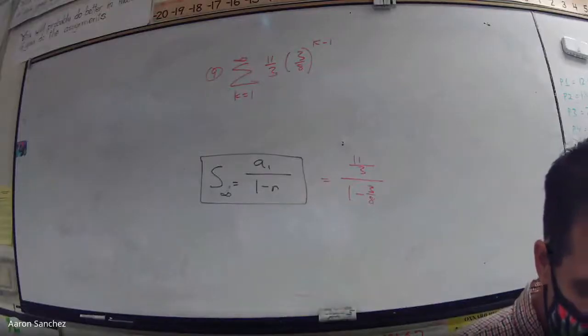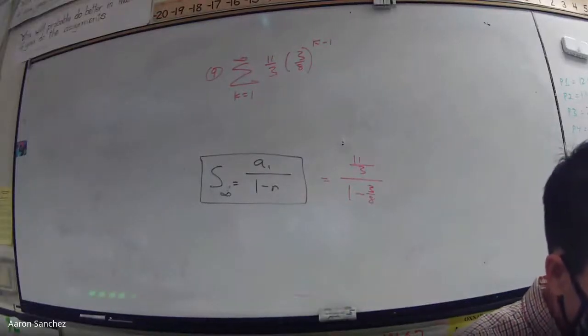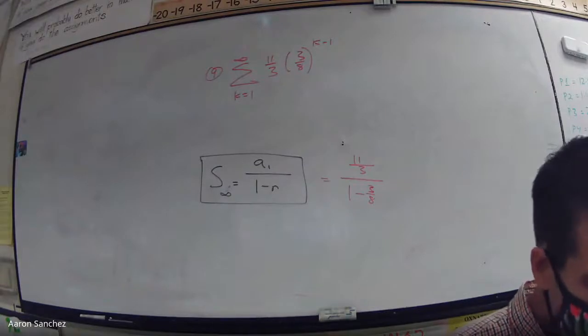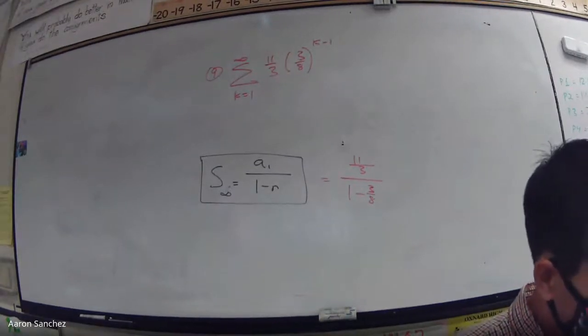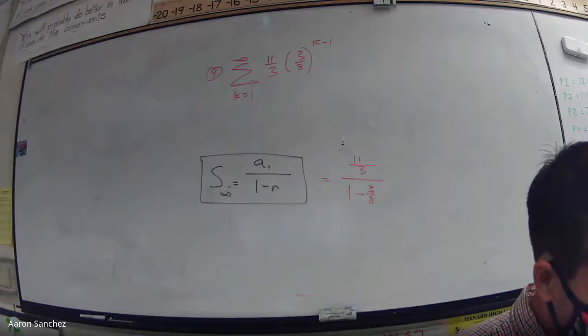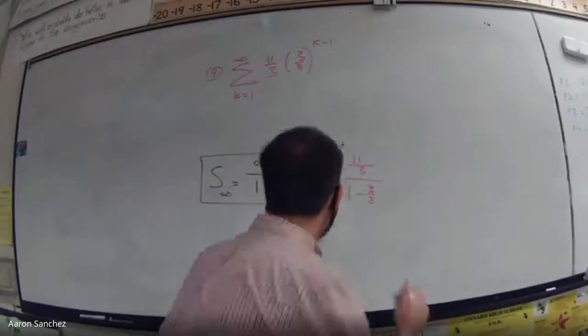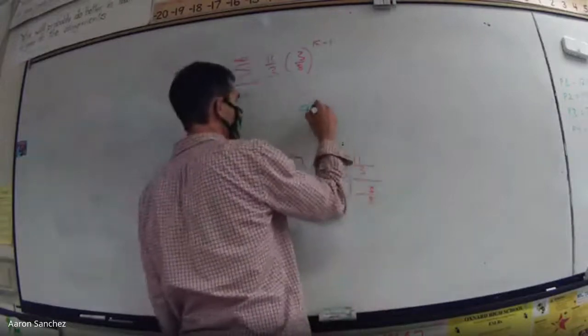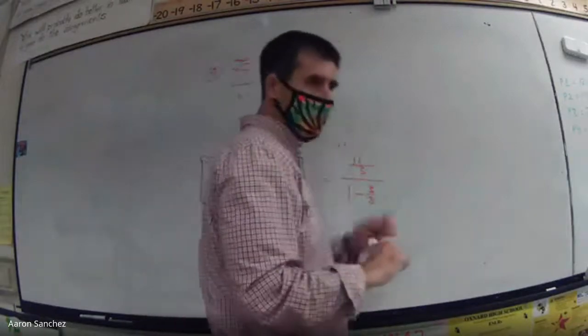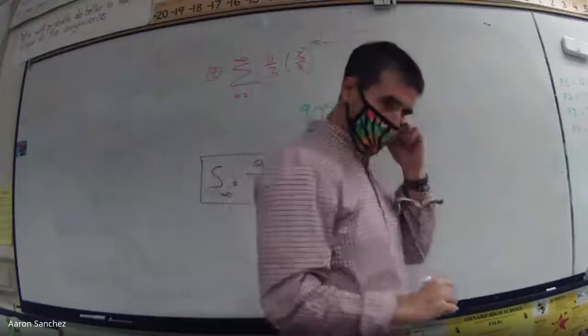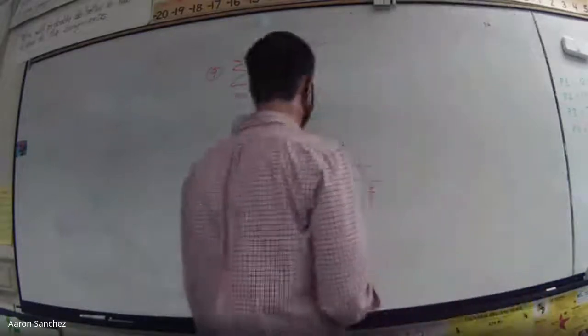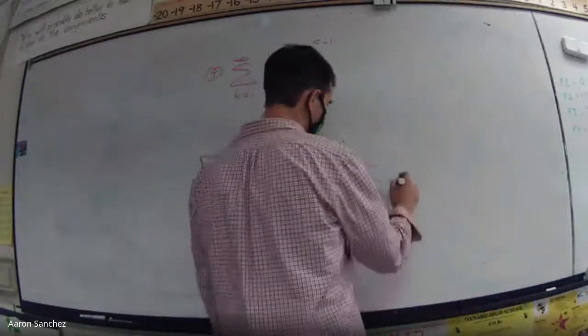All right, Julissa, what'd you get for your answer? I'm not sure if it's right, but I got 9.7. Let's see what you got. I'm going to write as a fraction. Julissa said 9.7. Okay. Abraham, what did you get? I'm still working on it.